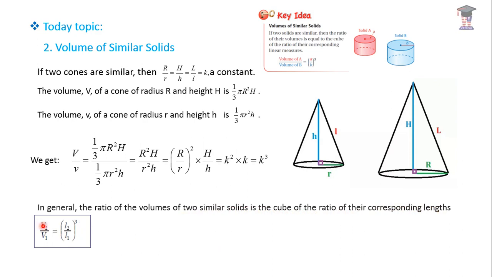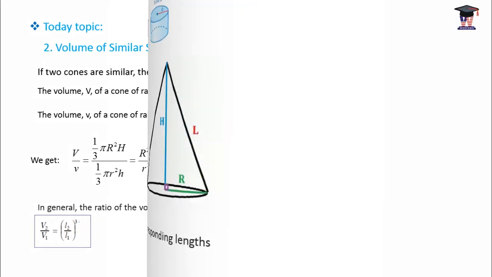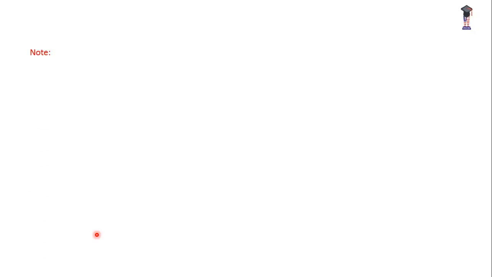If I use V2 over V1, it is equal to (L2 over L1) cubed. If I use V1, so I need to flip this one too. It becomes (L1 over L2) cubed. Okay, move to our next point.